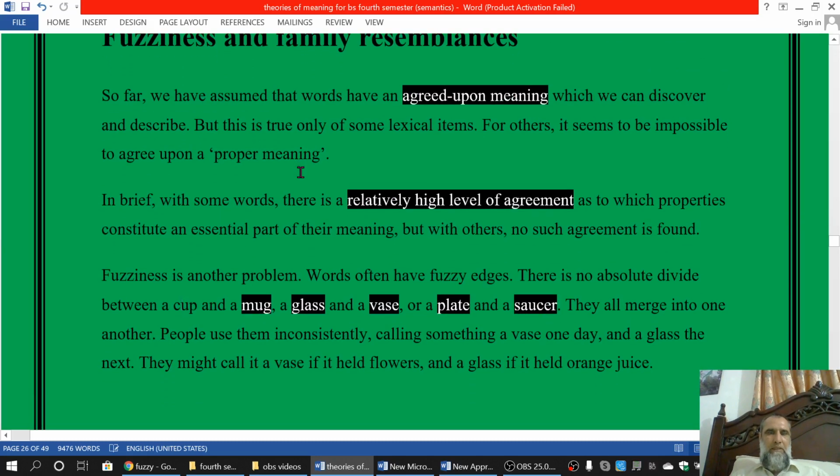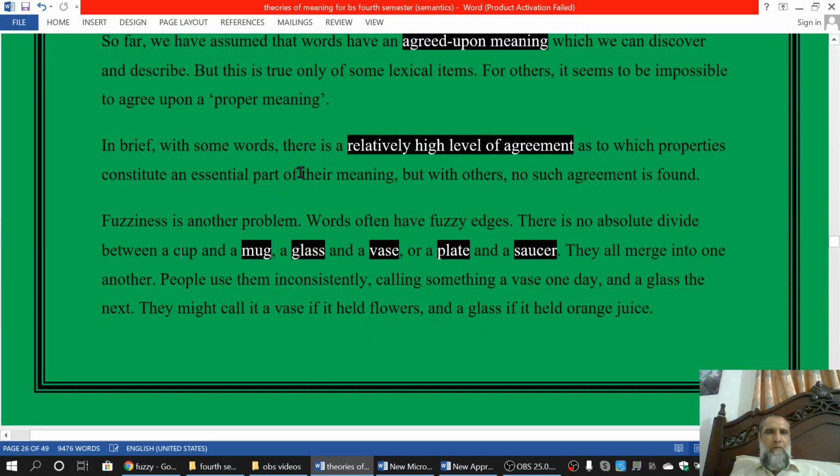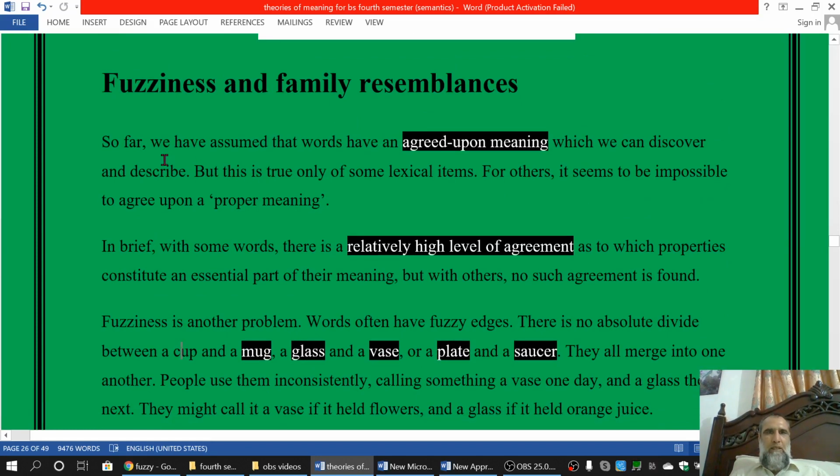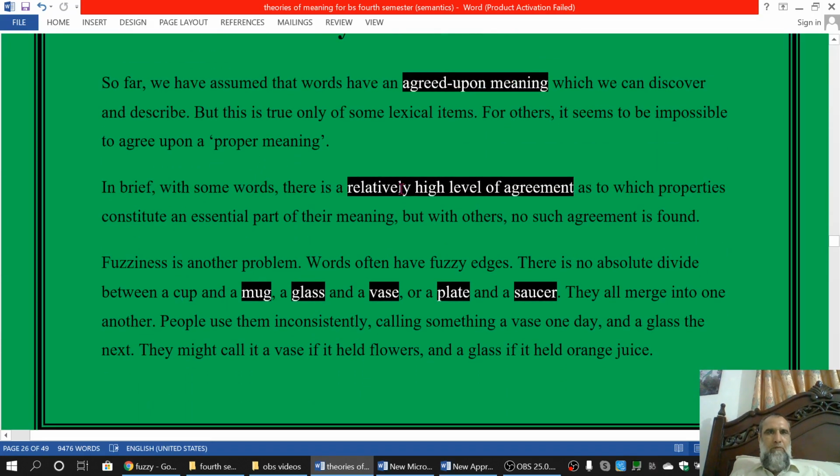We discuss it under the topic of semantic field because they have got related meanings. So therefore it is discussed. Fuzziness is discussed first. So far, let me translate it in Urdu for you.